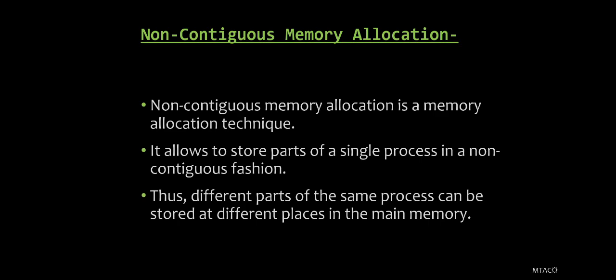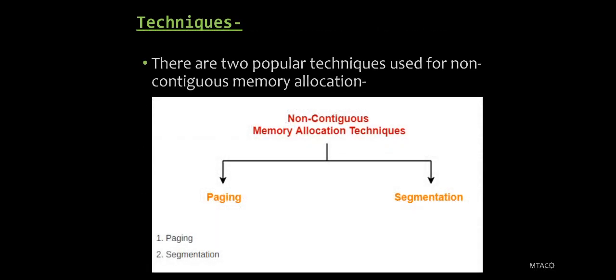The non-contiguous memory allocation technique allows us to store parts of a single process in a non-contiguous fashion. Thus, the different parts of the same process can be stored at different places in the main memory. So it can be swapped. There are two techniques used for non-contiguous memory allocation: paging and segmentation. We will focus more on the paging part.